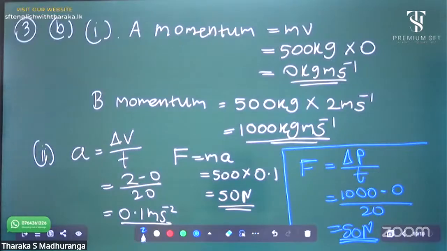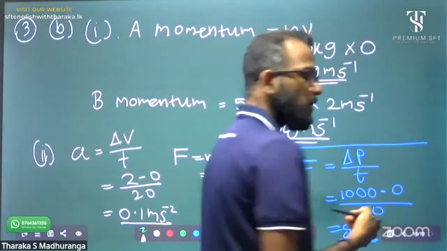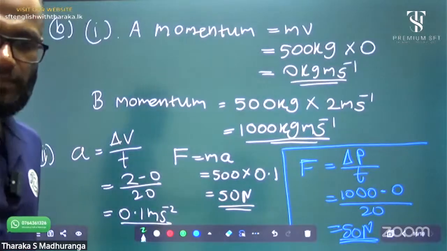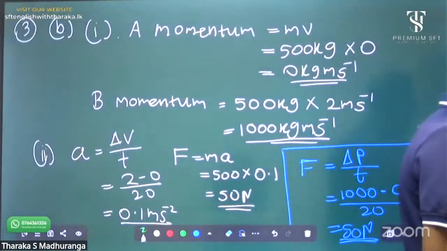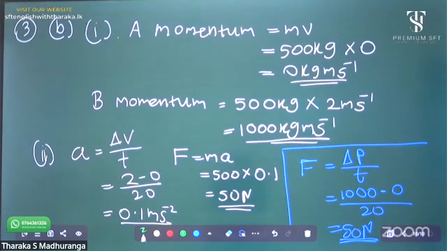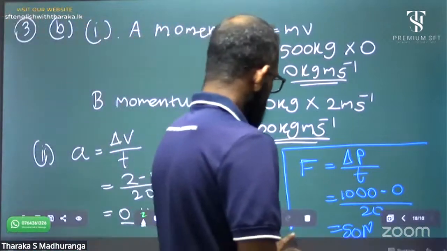Understood? Amina? Delta P means momentum change, right? Delta means change, P means momentum. P is the symbol for momentum, right? Momentum change divided by time. Okay, let's move on to the next one.